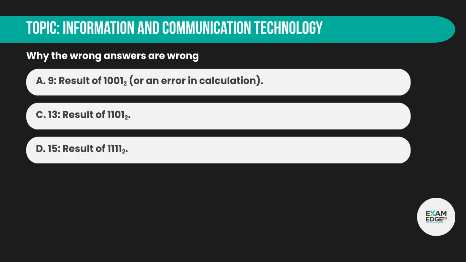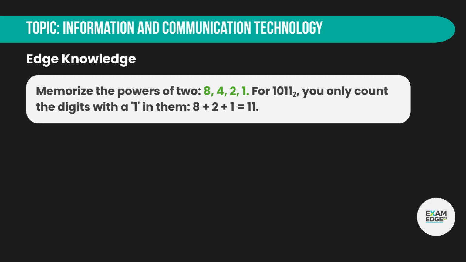Why the wrong answers are wrong. A. 9. Result of 1001 sub 2, or an error in calculation. C. 13. Result of 1101 sub 2. D. 15. Result of 1111 sub 2. Edge knowledge. Memorize the powers of 2: 8, 4, 2, 1. For 1011 sub 2, you only count the digits with a 1 in them. 8 plus 2 plus 1 equals 11.